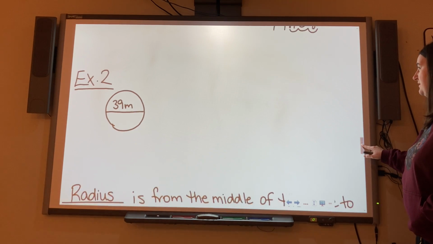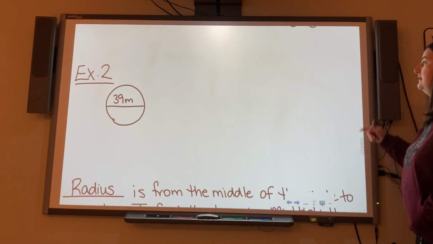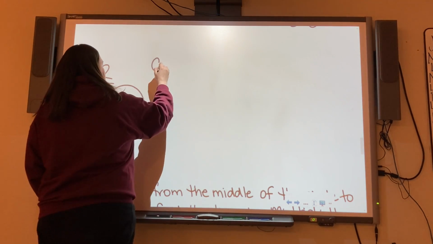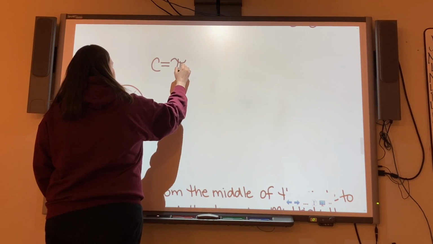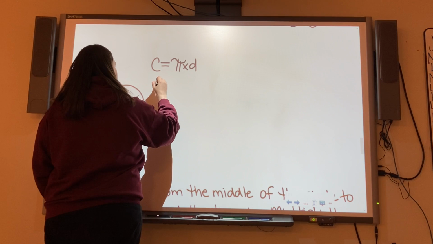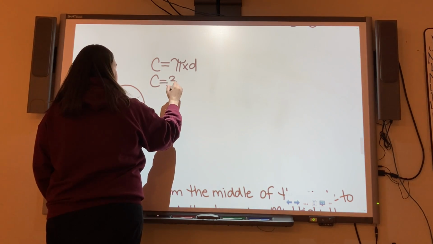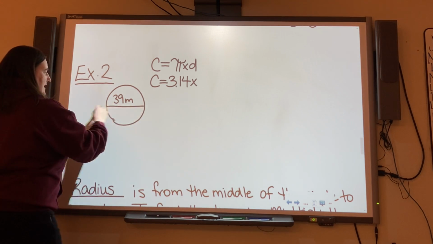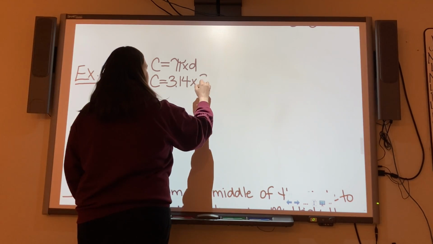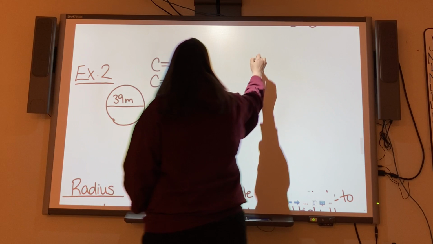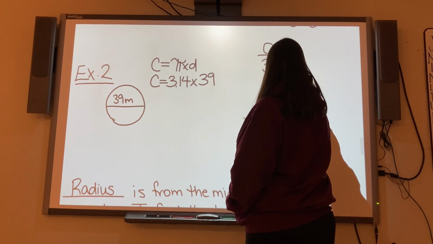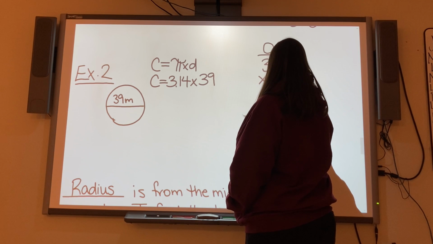So let's do example number 2. Circumference, circles. Circumference equals pi times d. Circumference equals 3.14 times the diameter, 39. So outside calculation, 3.14 times 39.